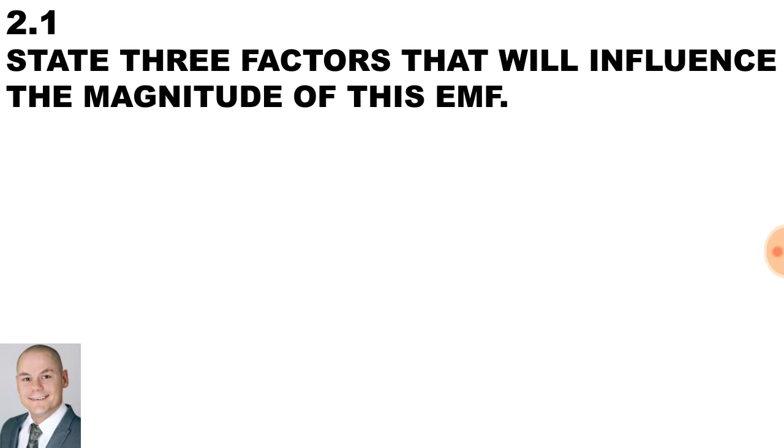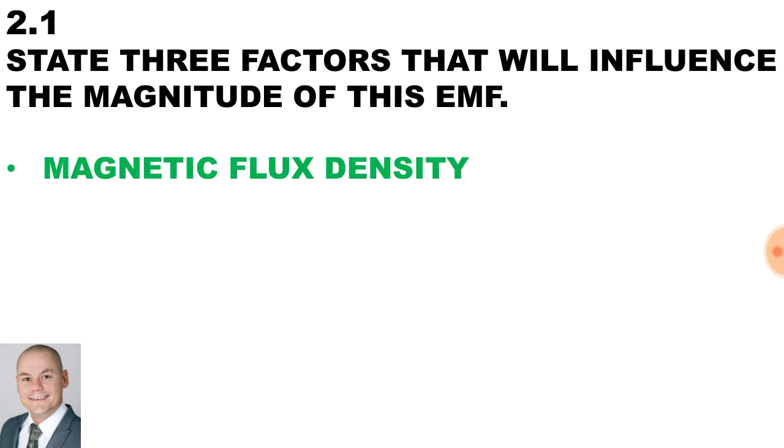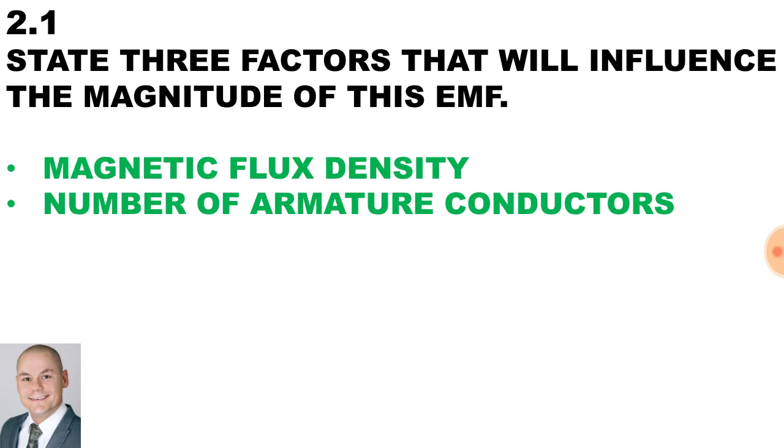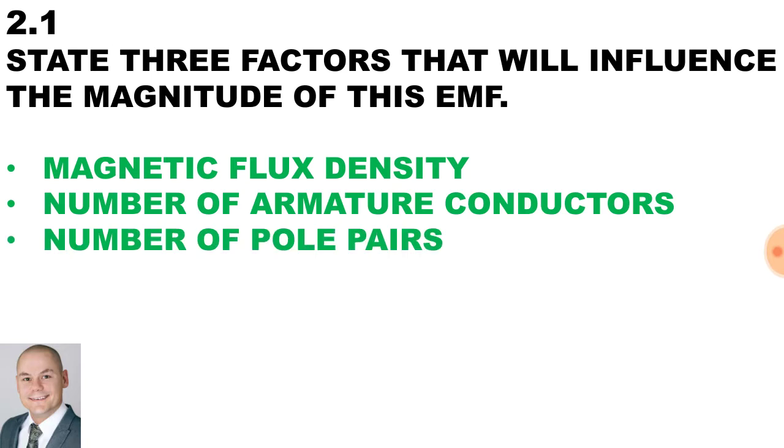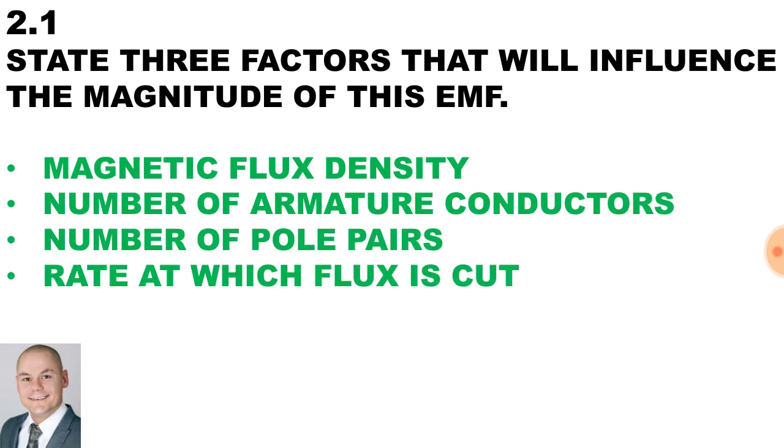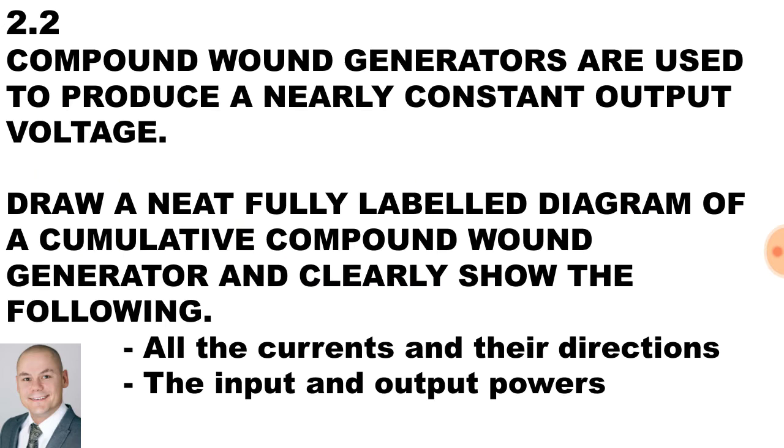Now, according to Faraday's first law, an EMF will be generated whenever there is a change in flux. Now, the size of the generated EMF depends on the magnetic flux density, the number of armature conductors, the number of pole pairs, and the rate at which the flux is cut.